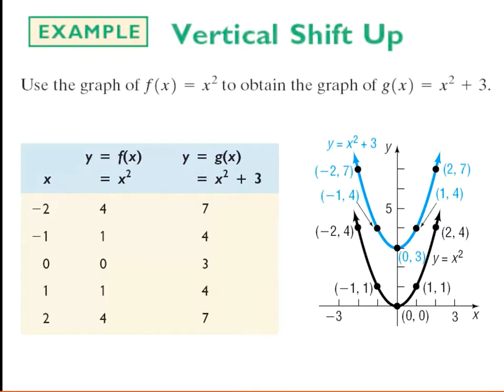I'm adding 3 to it. So if this black graph is the original square function, here's me adding 3 to every point on the graph. And we're going to call this a vertical shift. We've shifted upwards, in a vertical direction.